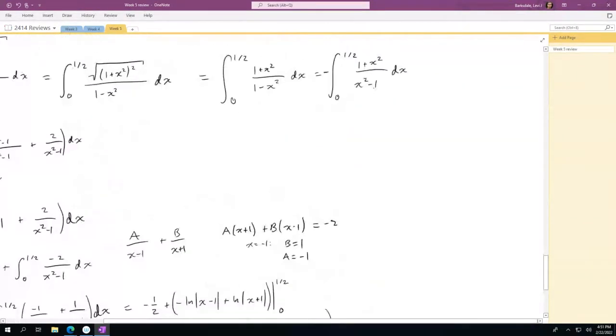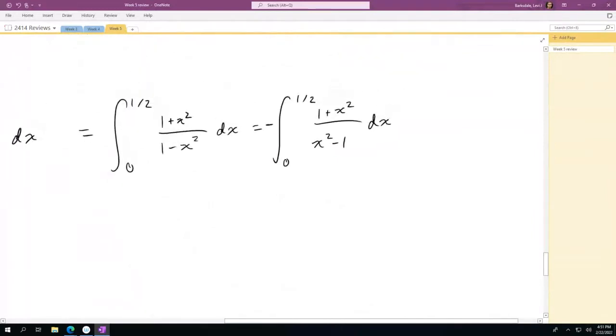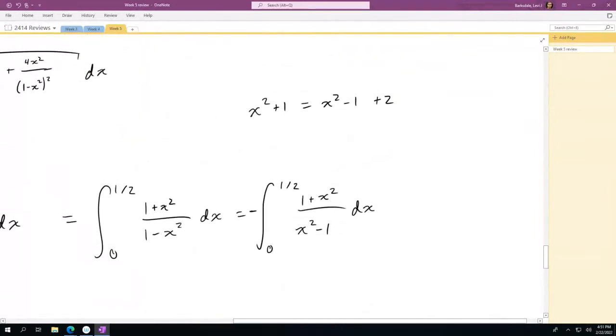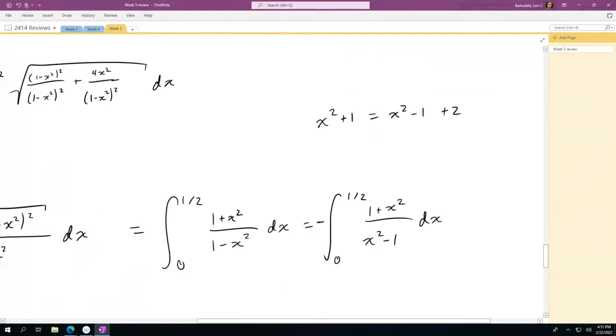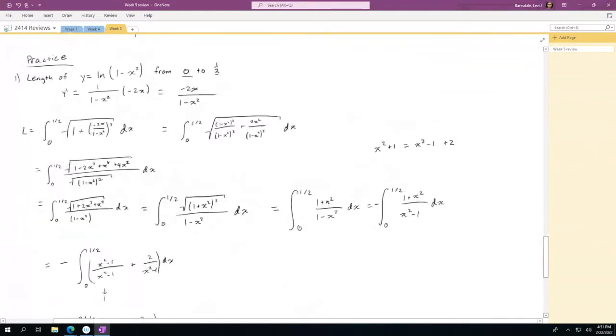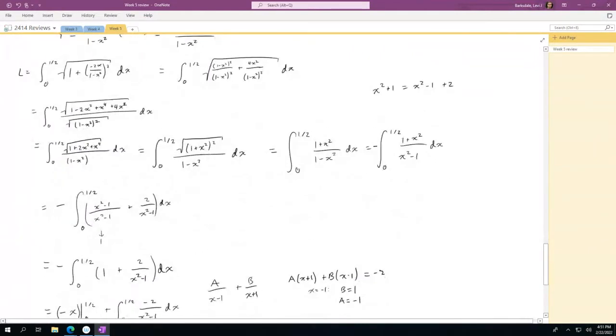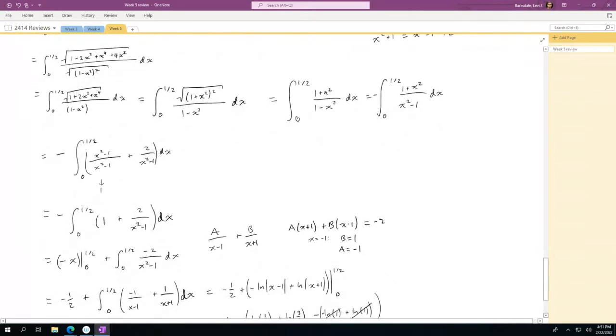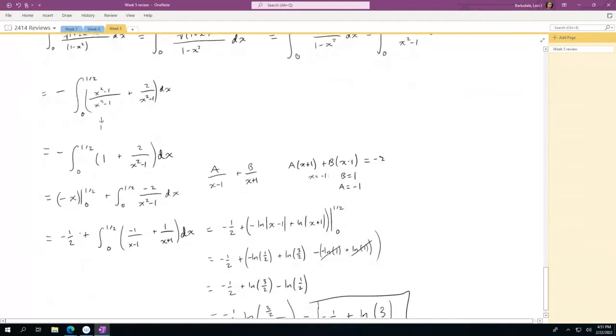So you'll remember way back up here, what we did is we rewrite 1 plus x squared as x squared minus 1 plus 2. And what this does is when we rewrite our integral 1 plus x squared as x squared minus 1 plus 2, it lets us get a single 1 term here, but we still have to integrate that 1, and this becomes a -x if we put our negative sign back in, which gets us our -1/2.